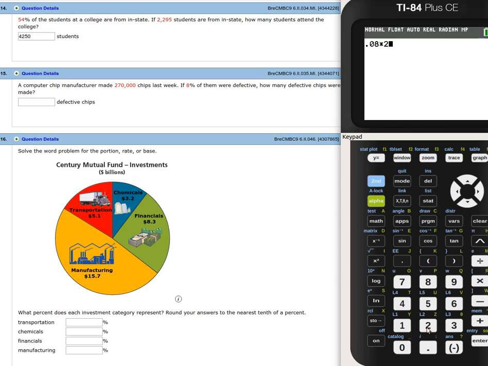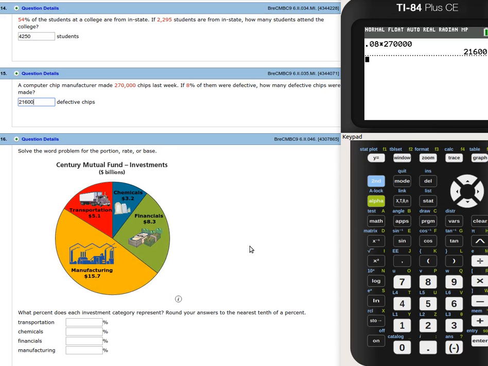Then we need to go times 270,000. 2, 3. It's the right number of zeros. That should be what number is that? 21,600 defective chips.